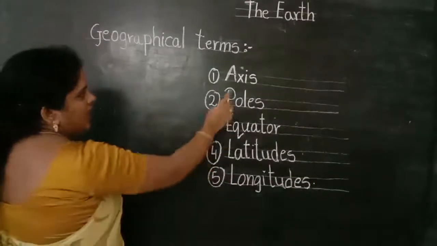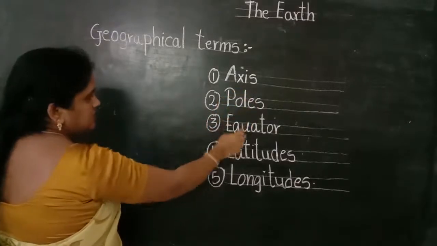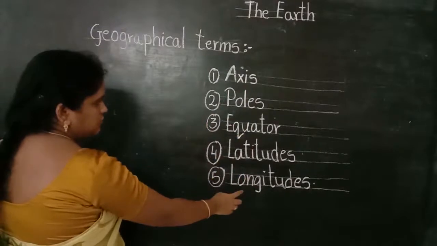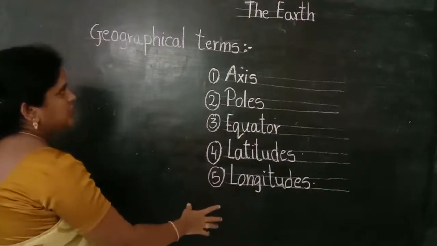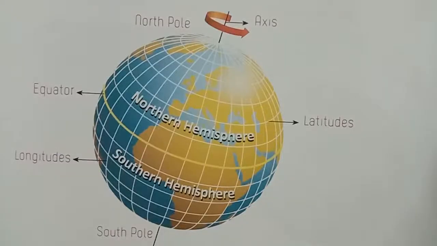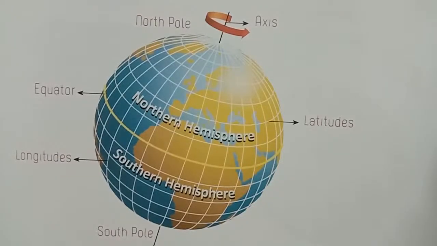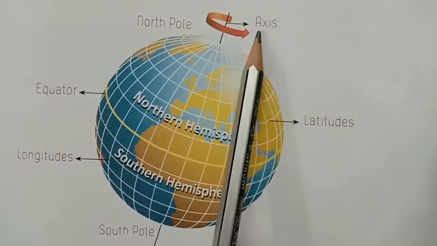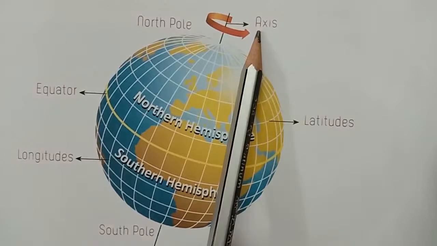Okay, children, axis, poles, equator, latitudes, longitudes. These are geographical terms in this lesson. And now I am going to tell you about some geographical terms. See here, children. What is this, children? Axis.